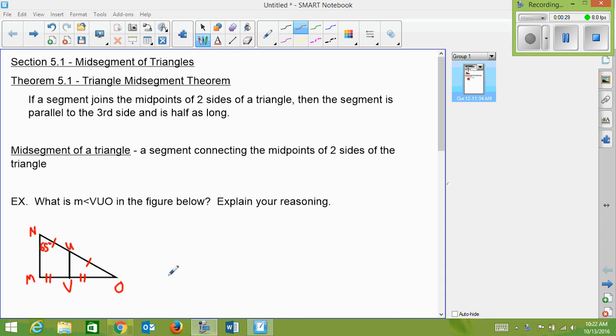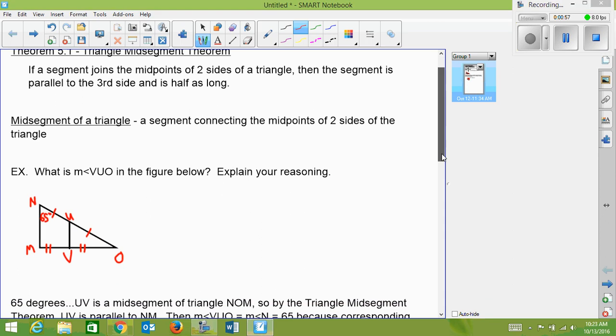What is the measure of angle VUO in the figure below? And then explain your reasoning. So VUO is this one right here. And if you're using this theorem right here, it said it'd be parallel. If those two are parallel, you should know something about this one and this one, those two angles.